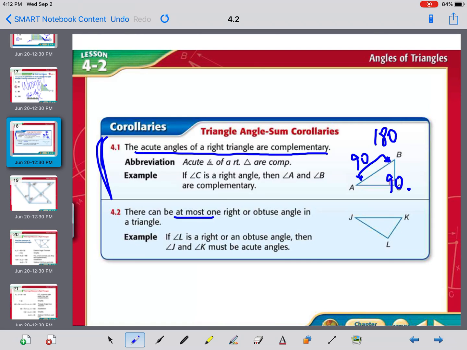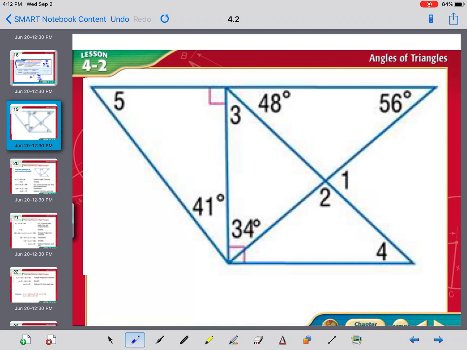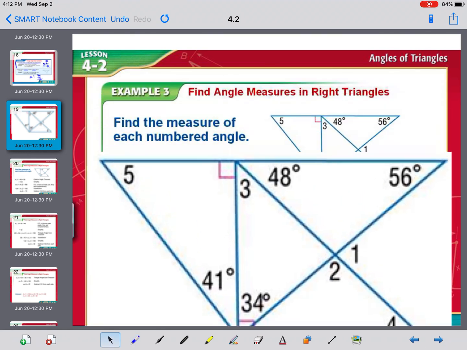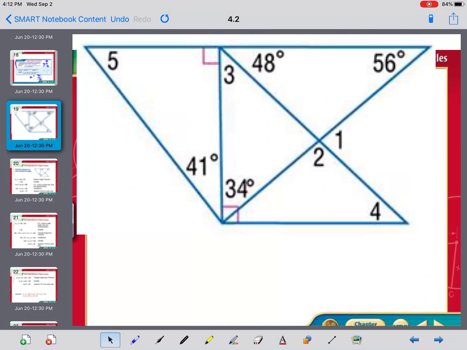And another one is there can be at most one right angle and at most one obtuse angle. Because if you had two right angles, that would be 180. How much is the third angle? It can only be 180 total, so that didn't make any sense. And if it's obtuse, then they're both more than 90, so more than 90 plus more than 90 is already more than 180. And that's just not possible. So that's why those things are just like, well, duh.